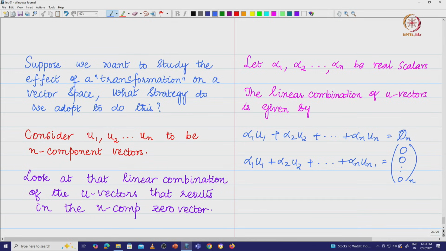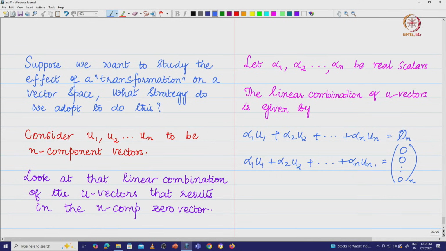Now, what is interesting is there can be multiple linear combinations which could give us 0. For example, let us say if one of the vectors u1, u2, un is itself a combination of the other vectors, then what you do is you sum all the other vectors and then subtract this particular vector, and you might actually get a 0 vector. Let us see what that is.